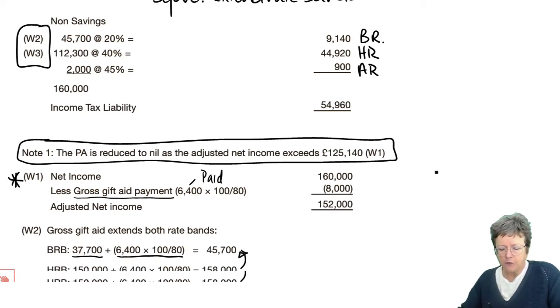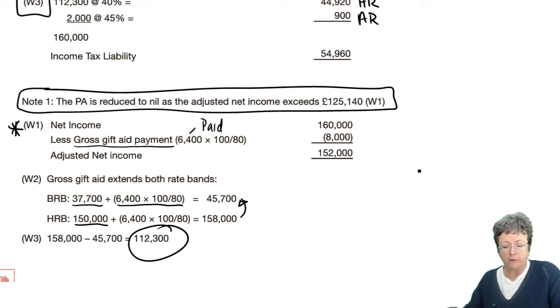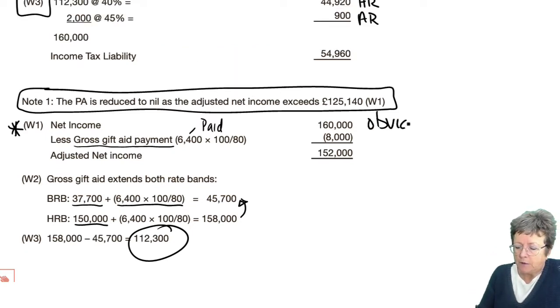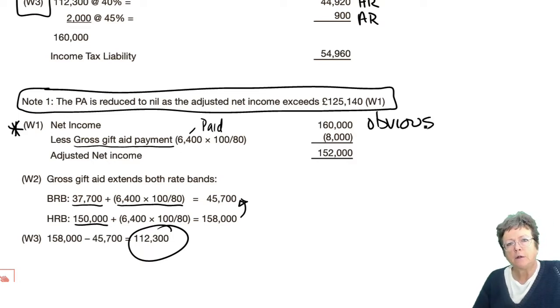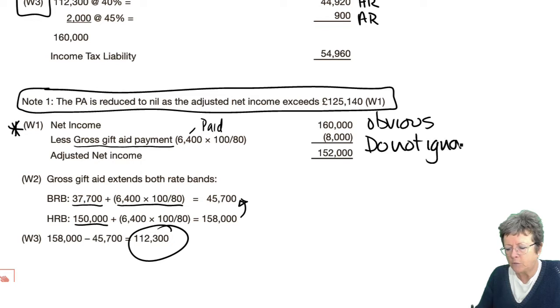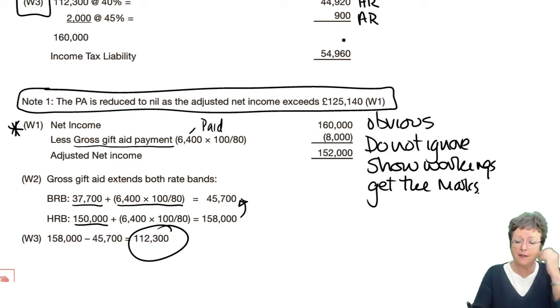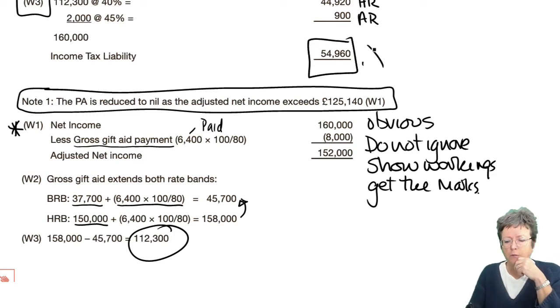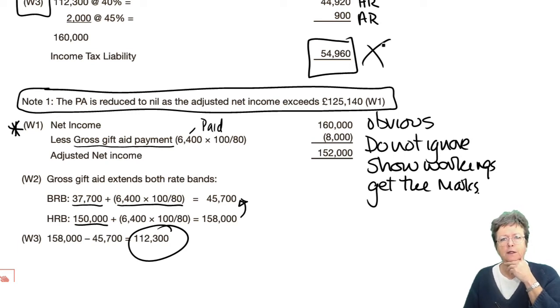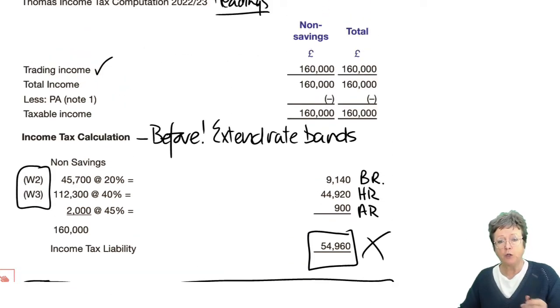And again, even though these things are obvious, it's obvious that he's not going to get any personal allowance. Do not ignore it. Show the workings and get the marks. It's important. You get marks. You don't, see the answer there, 54,960. There won't be any marks for that. They're not interested in that. They're not interested in whether you can add up correctly, to be honest. What they're interested in is, do you know the rules?